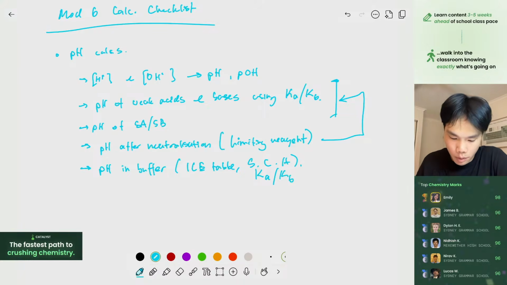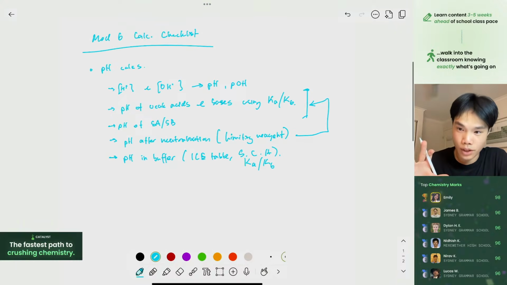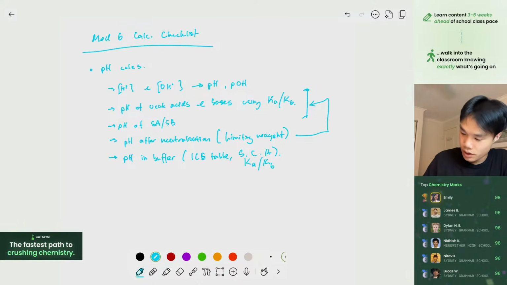And those are the main pH calculations. Each of those archetypes is extraordinarily common, so know them well.